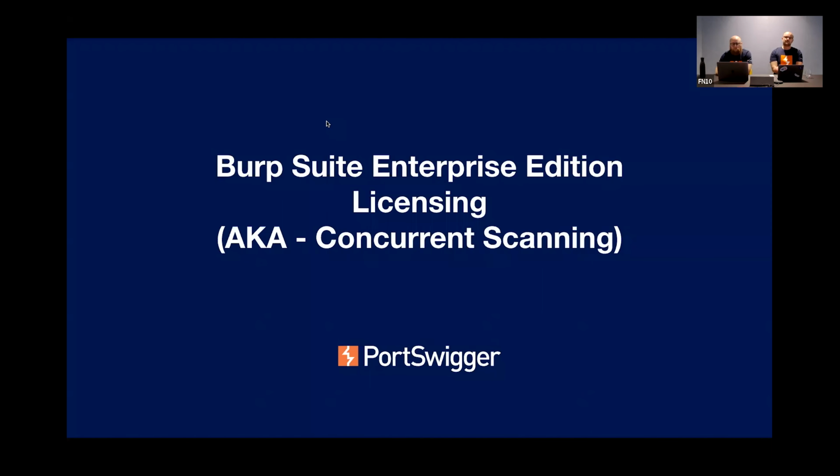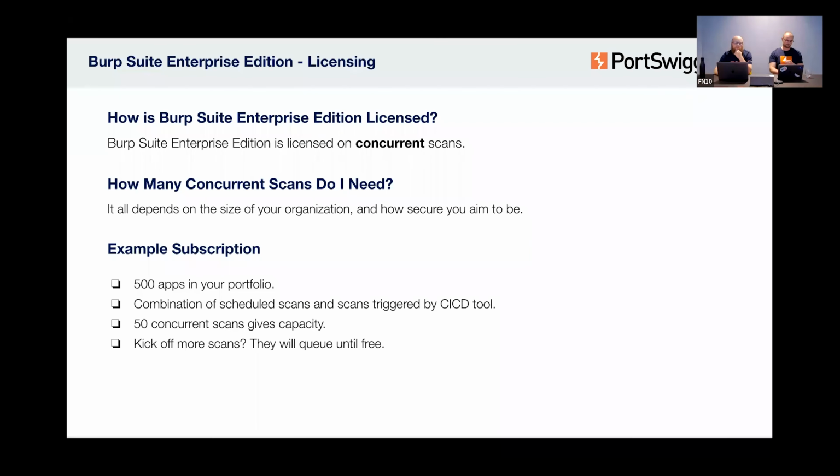Next up, something that I don't want to put too much focus on, but we get quite a lot of questions asked, is around our licensing model and what we'd refer to as concurrent scanning. So we often get asked, how is Burp Suite Enterprise Edition licensed? So in brief, it's licensed on what we would call concurrent scans. We do not limit the number of applications, domains, URLs, or even users. They are all unlimited. The only thing that we limit with our licensing is the number of concurrent scans.